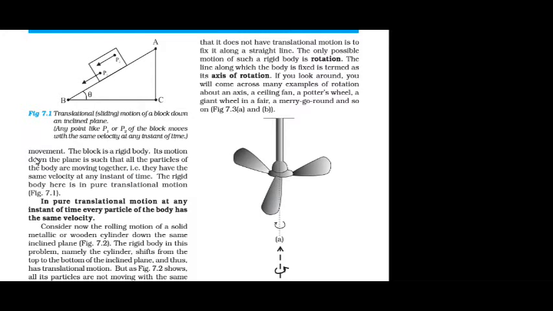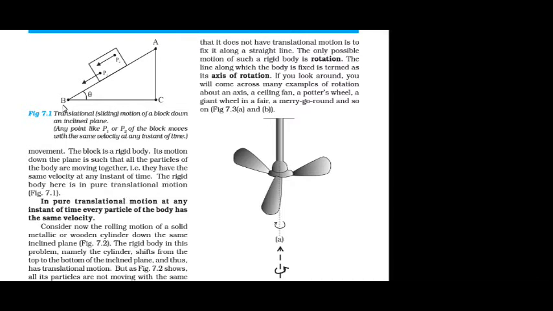Without any sidewise movement, the block is a rigid body. Its motion down the plane is such that all the particles of the body are moving together. That is, they have the same velocity at any instant of time. The rigid body here is in pure translational motion.